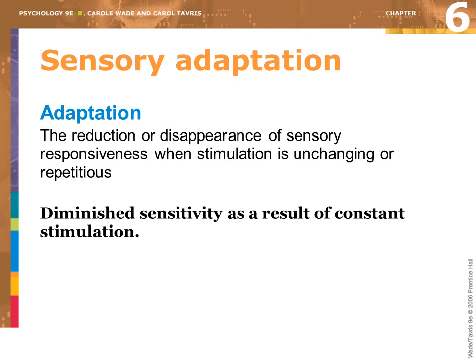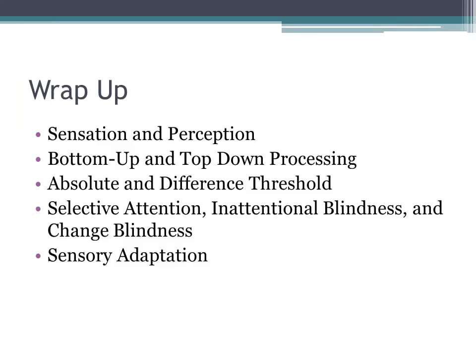So kind of wrapping up, you understand the difference between sensation and perception. There were a lot of terms that we went over in the beginning that you should know. You should know the difference between a receptor and the stimulus and transduction. You should know the difference between bottom-up and top-down processing, and the difference between absolute and difference threshold. You should understand what selective attention is, intentional blindness, and change blindness, and last but not least, sensory adaptation.